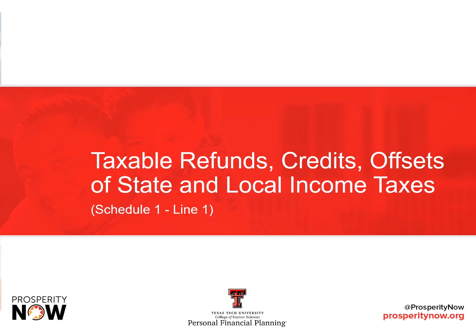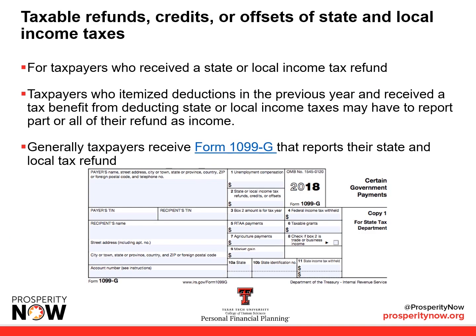Now we'll talk about taxable refunds, credits, offsets of state and local income taxes. This is Schedule 1, line 1. Taxable refunds, credits, or offsets of state and local income taxes. This is meant for taxpayers who received a state or local income tax refund. Those taxpayers who itemized deductions in the previous years and received a tax benefit from deducting state or local income taxes may have to report part or all of their refund as income. Generally, these taxpayers receive Form 1099-G that reports their state and local tax refund.